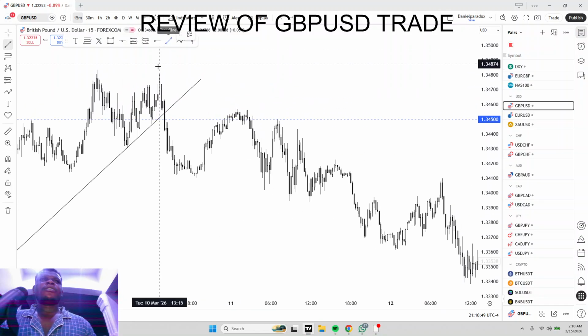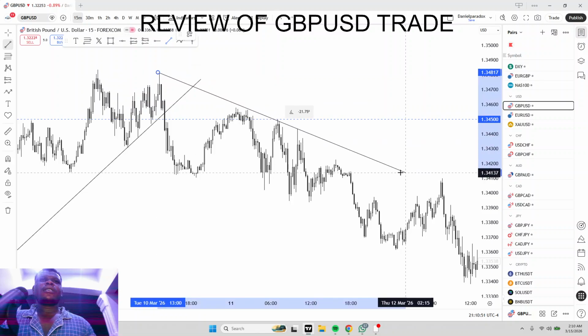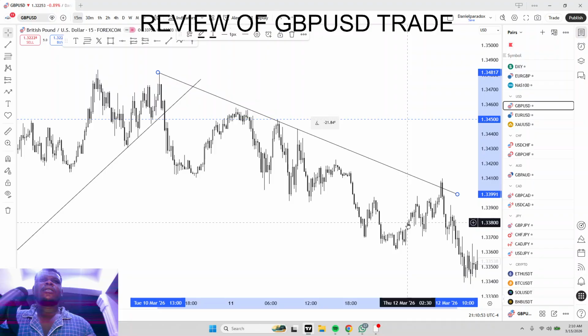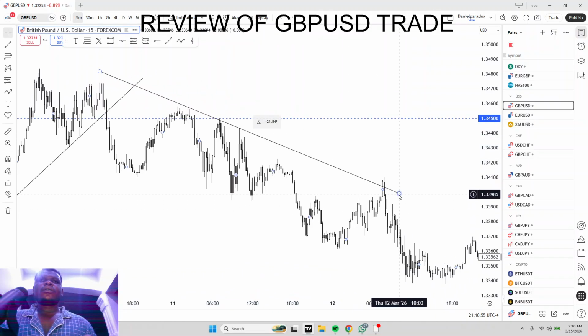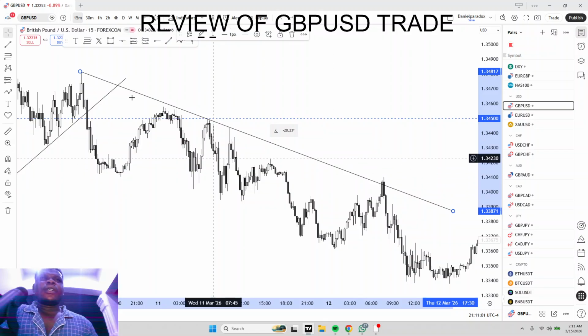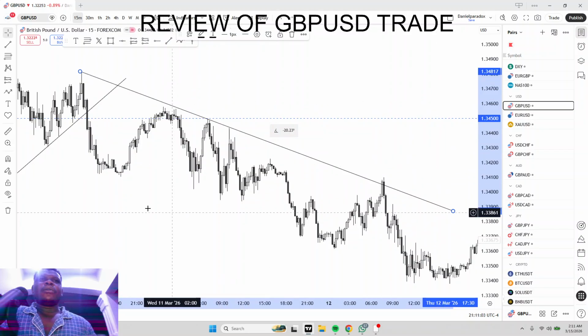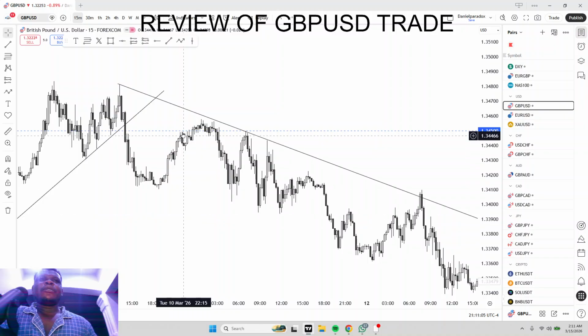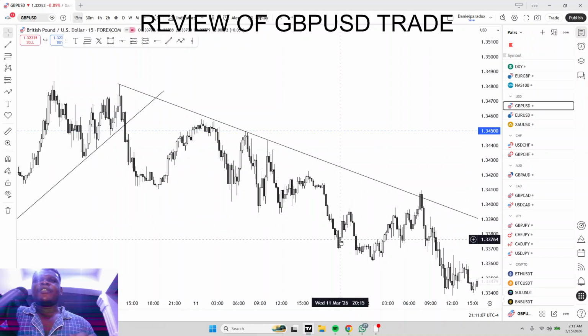So I plotted my trend line from here like this. So this is where I actually entered, right? This is where I entered. But now listen carefully. I had my trend line plotted down, and by that time everything was moving in my favor from my first trade entry.